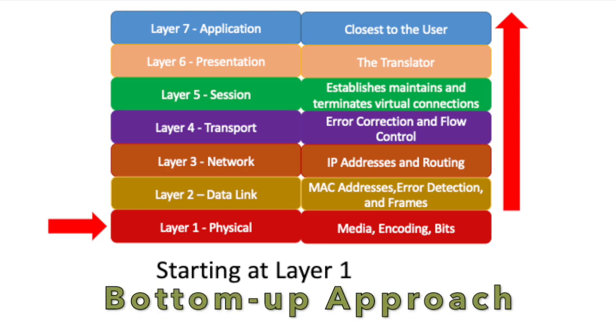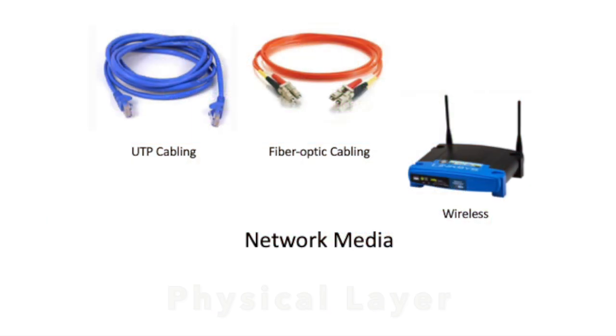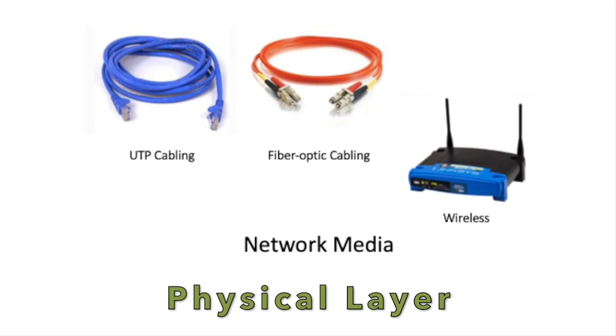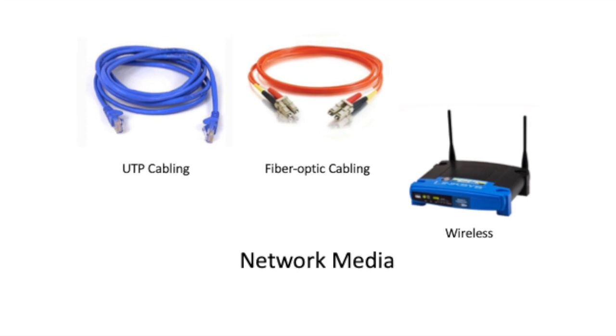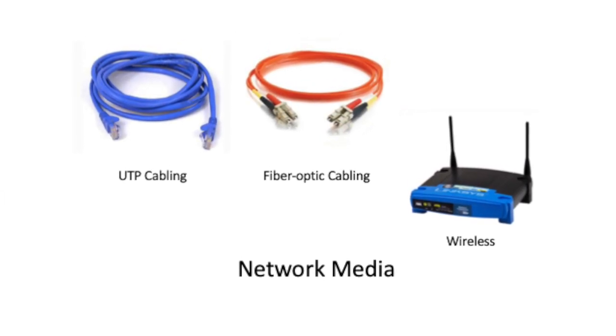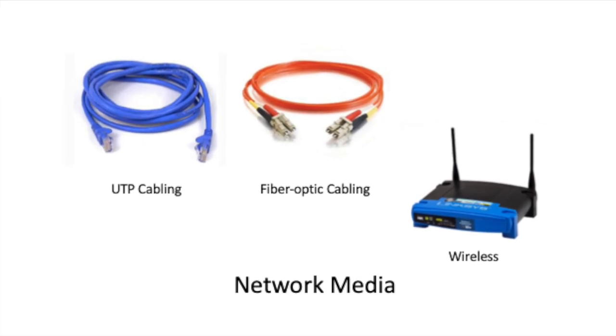One is the bottom-up approach. It starts the process at Layer 1, the physical layer of the OSI model, and works up through each of the layers until the problem has been identified. The physical layer deals with the physical aspects of the network, including the power necessary for the devices to operate, the media such as copper, fiber optic, and wireless, and encoding the information for transmission across the media.